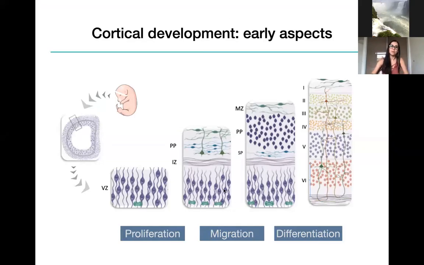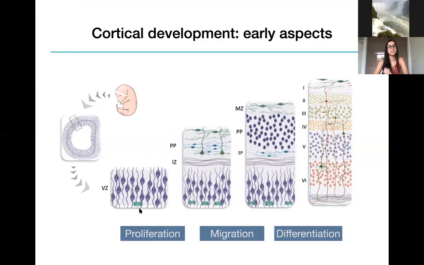Our work is about the cortical development, and we are very interested in the early aspects of cortical development. And the most important early aspect of cortical development is proliferation, where the progenitor cells divide in the progenitor layer.